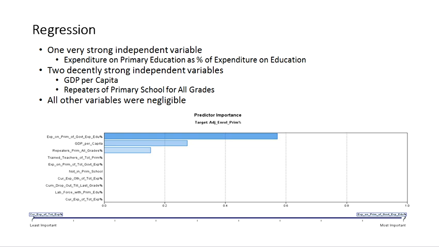Okay, now we will look at and analyze the results for each model. The first model we have is regression. It shows that we had one very strong independent variable, and that was the expenditure on primary education as a percentage of expenditure on education. We also had two decently strong independent variables, the GDP per capita and the repeaters of primary school for our grades. All other variables were negligible.